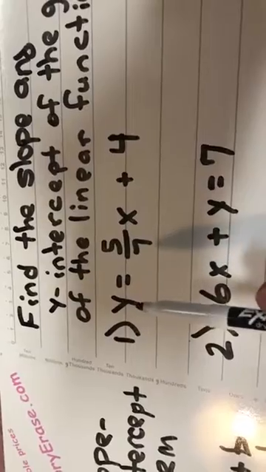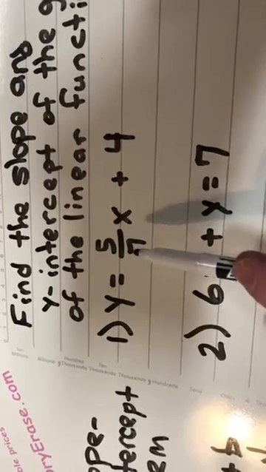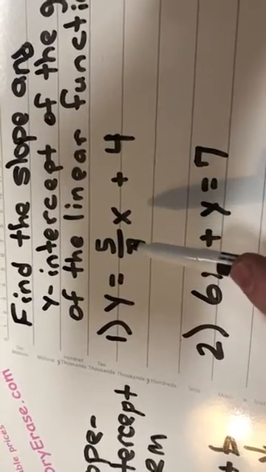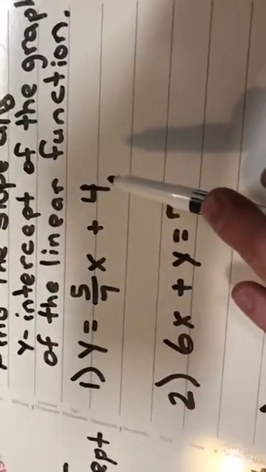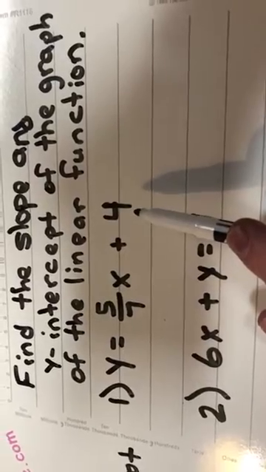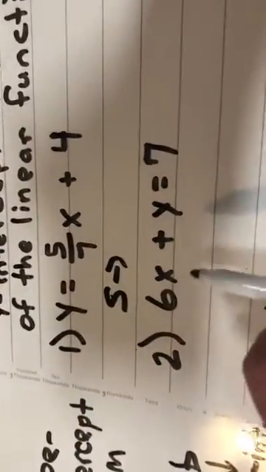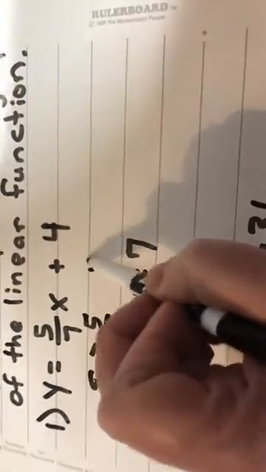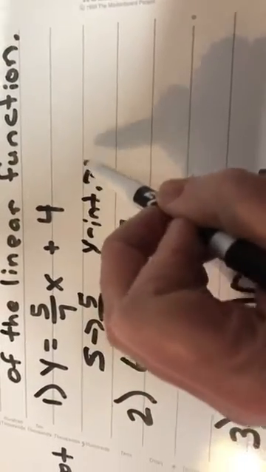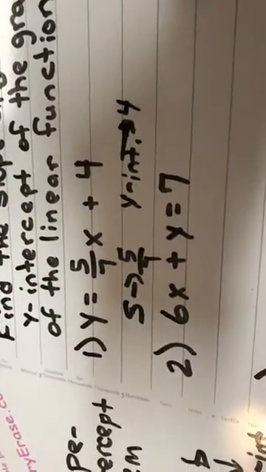So we're starting pretty basic. Y equals 5/7x plus 4. We have something here connected with the x. That's 5/7, our m in y equals mx plus b. Then we have the plus 4. This is our b, or our y-intercept. So number 1 is pretty basic. Our slope, I'm going to use S for slope just to save some time, is 5/7, and our y-intercept is 4. That's pretty basic.